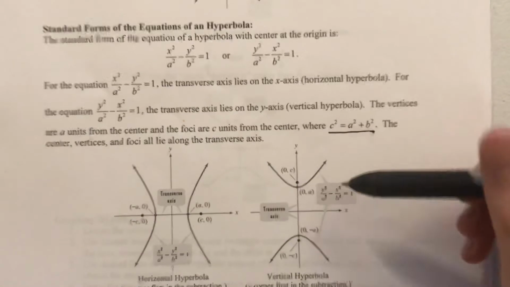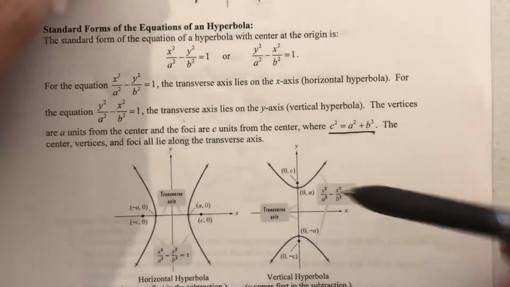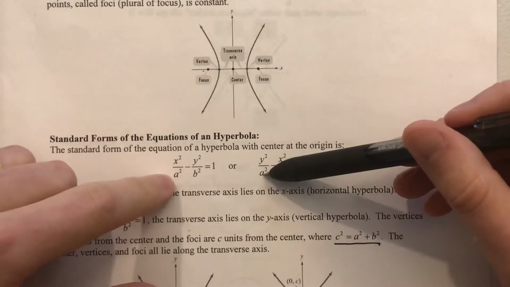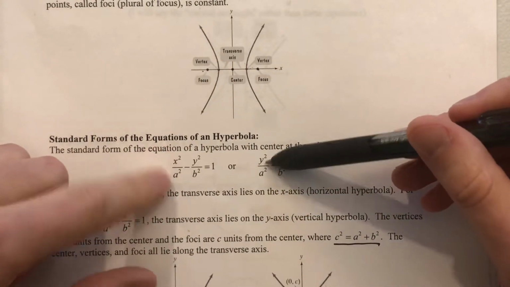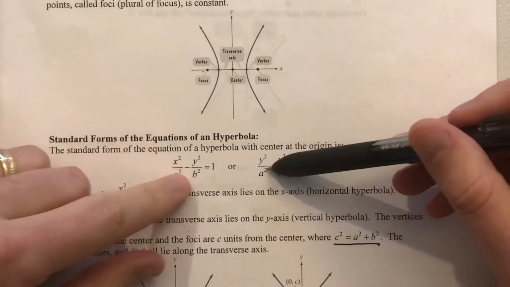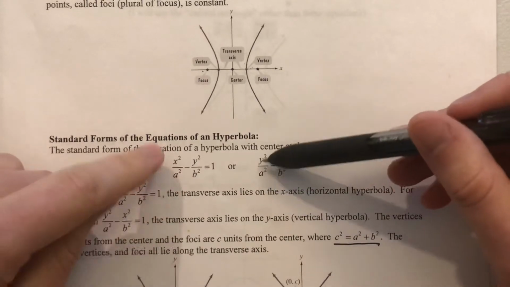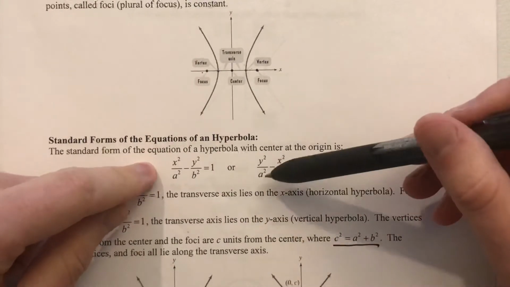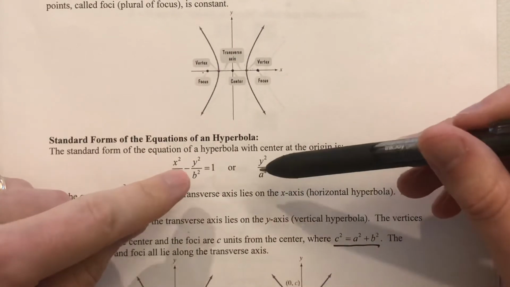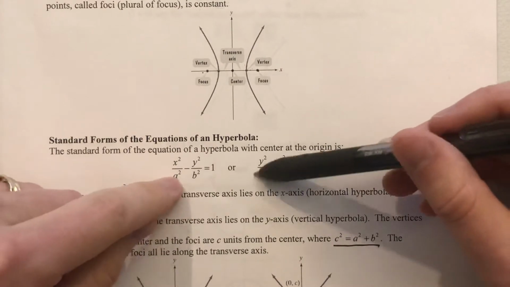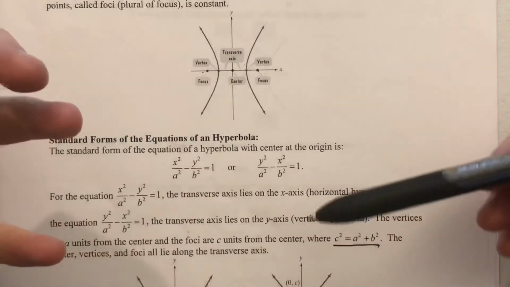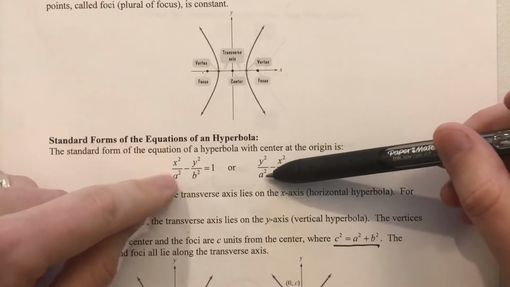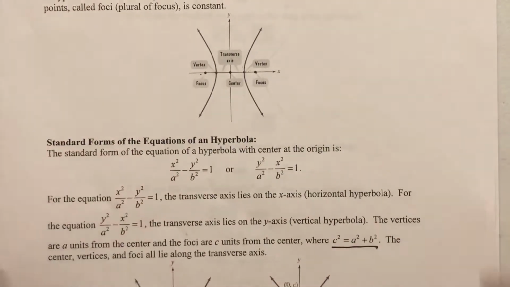But let's look at how a and b really are related, because you'll notice now a will always be related to whatever came first. That's how we're going to define a. a squared is the denominator under whichever term was first, whether it was x or y. Again, for ellipses, a was always with the bigger one, whether it was under the x or under the y, whichever one was bigger was the one we called the a squared term. Now it's whichever one is first that will be associated with the a squared denominator. Okay?